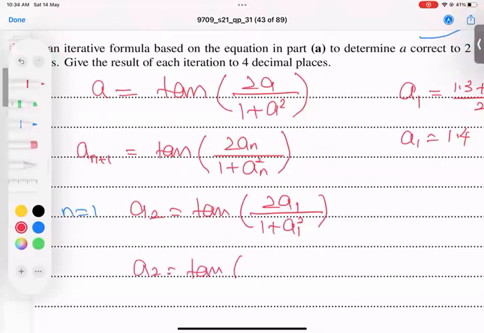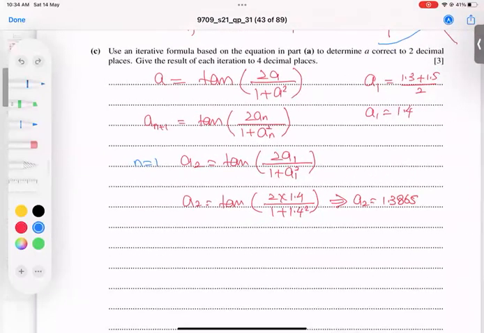Let's see. 2 times 1.4, this comes from here, over 1 plus 1.4 squared. And let's see what a2 comes from here. So 2 times 1.4 over 1 plus 1.4 squared. Yes, so the answer I'm getting here is 1.3865. 4dp he mentioned. Okay, now first I put n equals 1, now I'm going to put n equals 2.